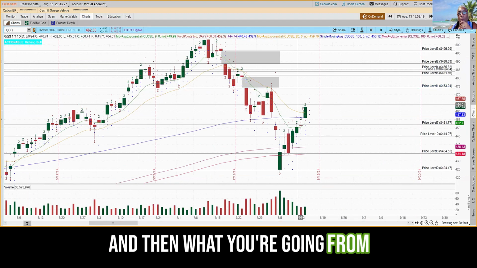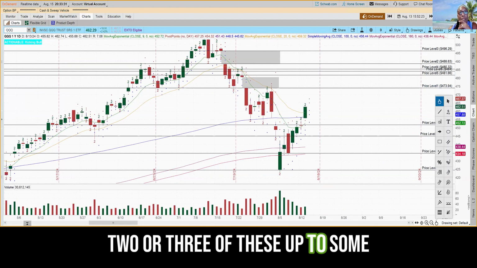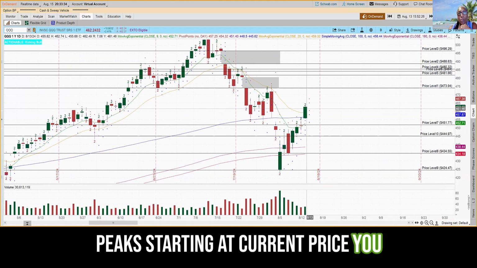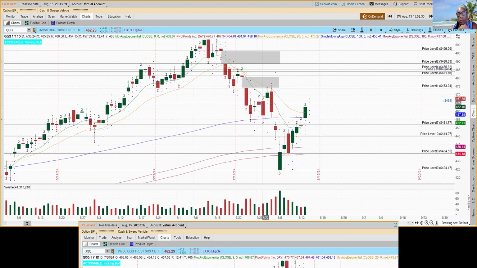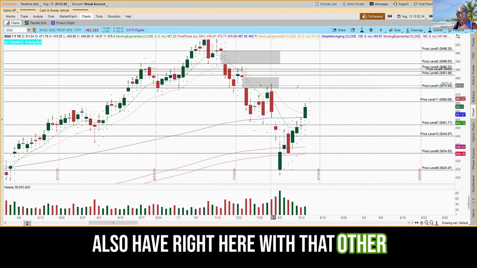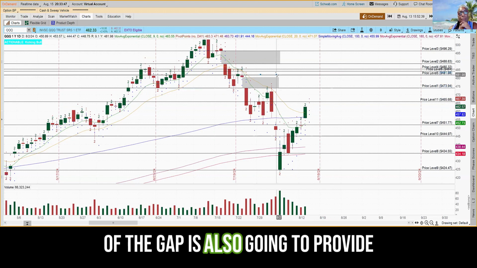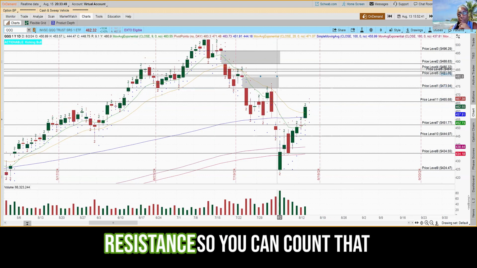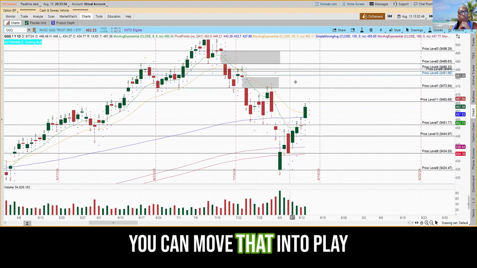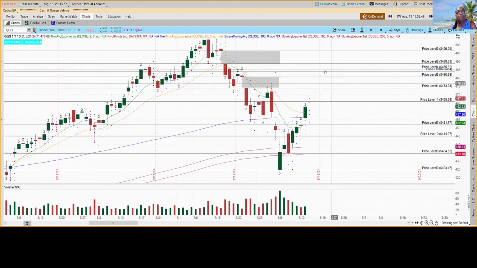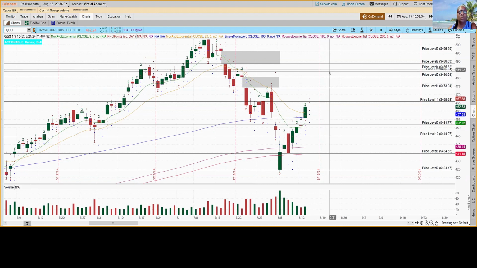And then if you're going from here, you're also going to resistance. So you want to go up 2 or 3 of these, up to some peaks, starting at current price. You want to go to a peak. I see one in here where price went up, did its thing, boom, boom. You also have right here where that other line is at 473. The top of the gap is also going to provide resistance, so you can count that one as well. I'm actually going to move that into place. 3 or 4 of them, you're good to go.